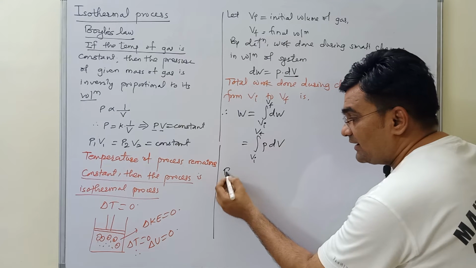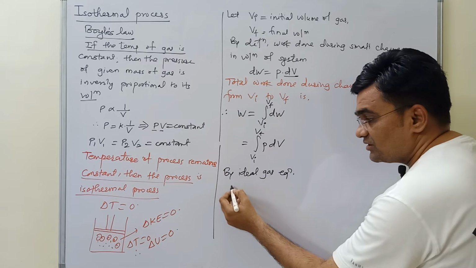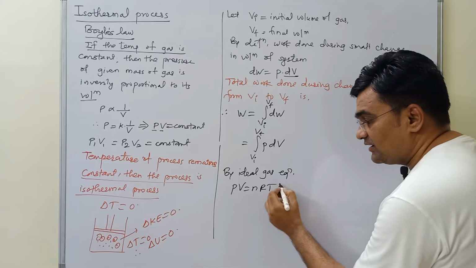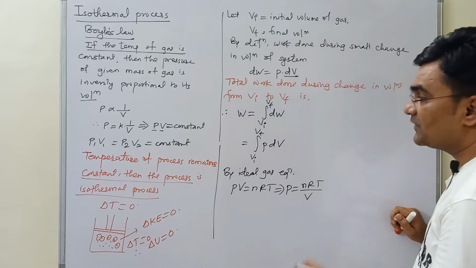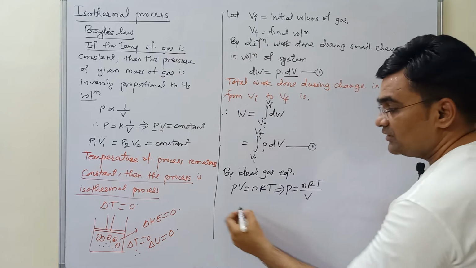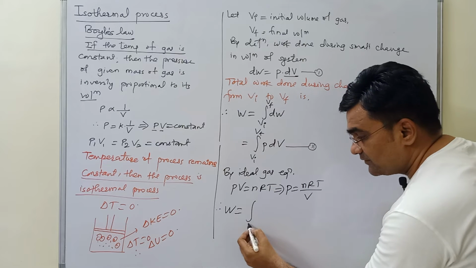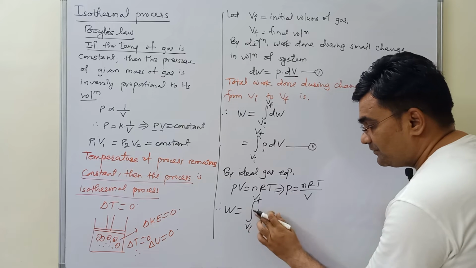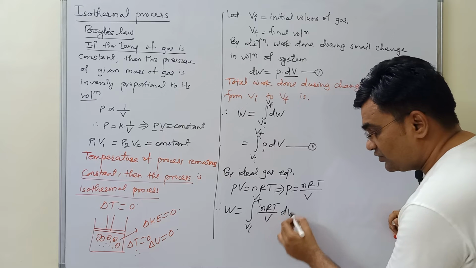We know that by the ideal gas equation, PV is equal to nRT. This implies P is equal to nRT upon V. So if I replace this value in equation number 2, then what will we get? W equals the integral from Vi to Vf of, instead of P, now I am writing nRT upon V, into dV.